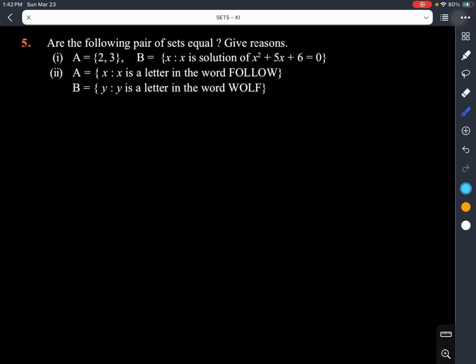So today we are going to solve question number 5 of sets, class 11th CBSE mathematics. Question number 5 states, are the following pair of sets equal? Give reasons. So we'll have to check whether the given pair of sets are equal or not. As stated in the previous videos, equal sets have the same and equal number of elements.